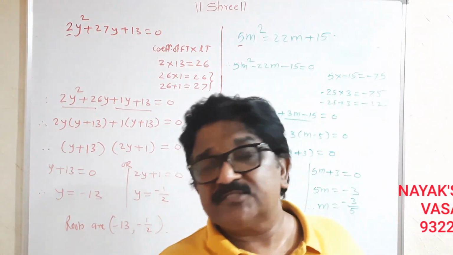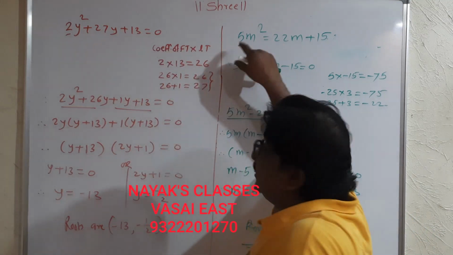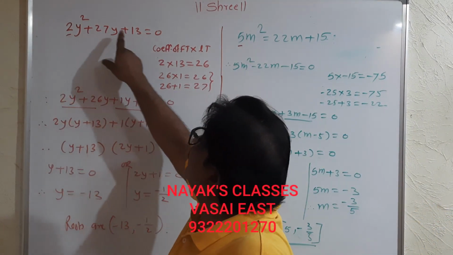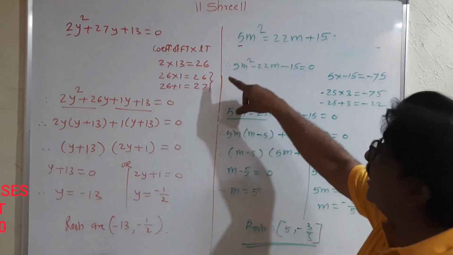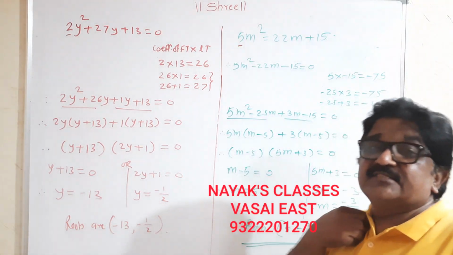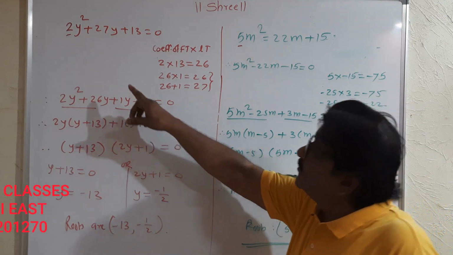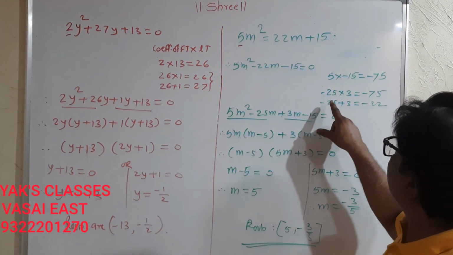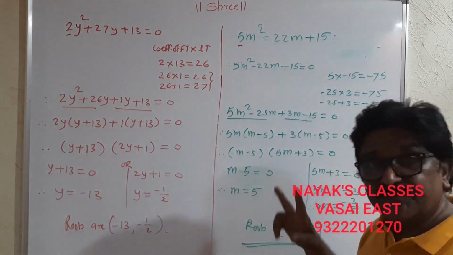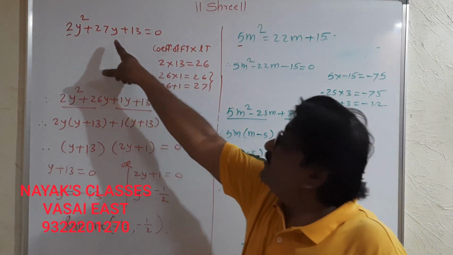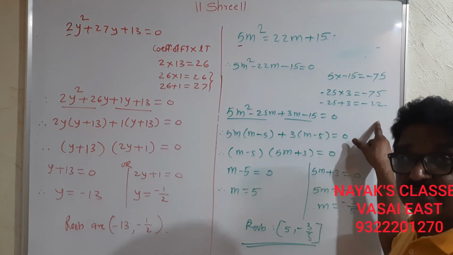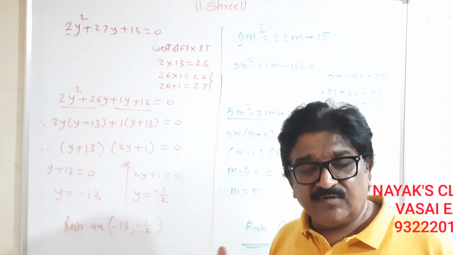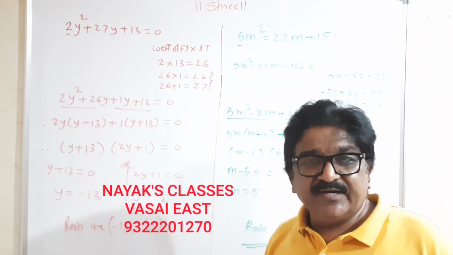So these types of examples, where the first term's coefficient is not 1, are called splitting the middle term, with the first step being multiplying first term into last term, and then splitting that number in such a way that the sum must be the middle term. See, 26 plus 1 is 27, and minus 25 plus 3 is equal to minus 22. These types of examples are called coefficient of first term into last term, and the previous ones were simple splitting the middle term. Clear?